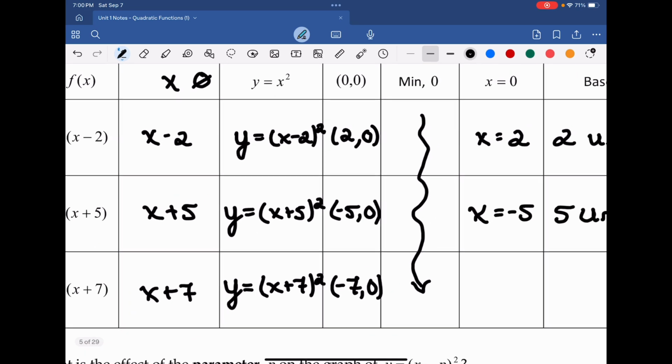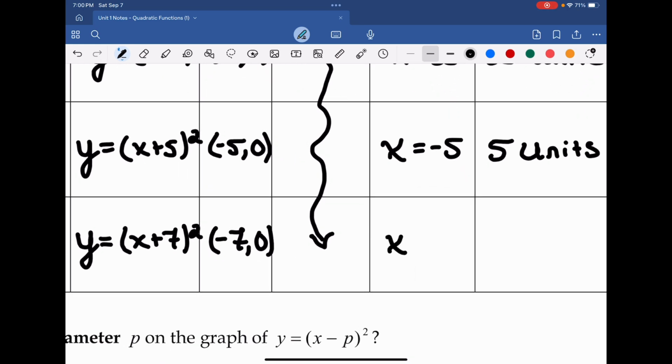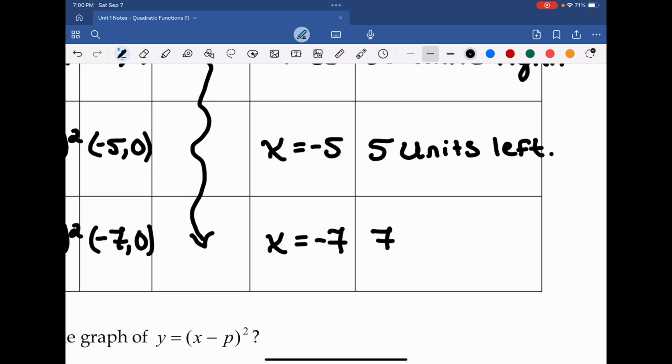Our minimum value is still y equals 0. So that will stay the same. Again, we're going to keep that. In terms of our equation of the axis of symmetry, it's always the x value of your vertex. So for here, we're going to go x equals -7. And then what does this do to the overall original graph? Everything moves 7 units to the left. So no vertical translation, but we do have horizontal translations.